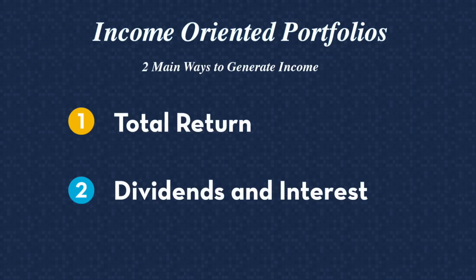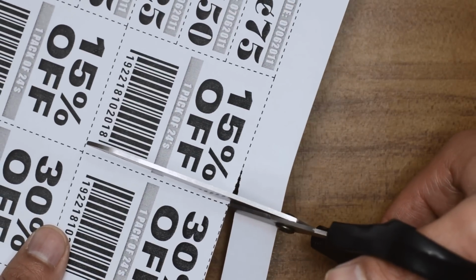And then when we're talking about income, there are 2 main ways of generating that. There's a total return approach and there's a dividends and interest approach. Dividends and interest, that's when you're just clipping the proverbial coupons from your portfolio. Your portfolio is kicking off cash in the form of dividends, interest payments and the like. You spend those, you don't touch the principal.